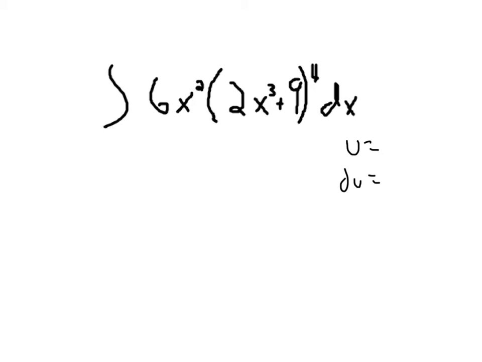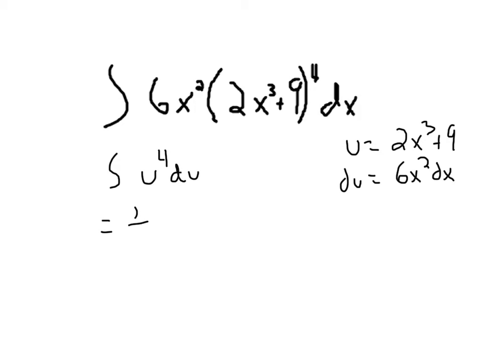Alright, so I want to set u equal to what the in was in my chain rule. That would be 2x cubed plus 9. Then du is equal to 6x squared dx. So I can rewrite this as the integral of u to the 4th du, which is equal to 1/5 u to the 5th plus c, or 1/5 (substitute back in) 2x cubed plus 9 to the 5th plus c.